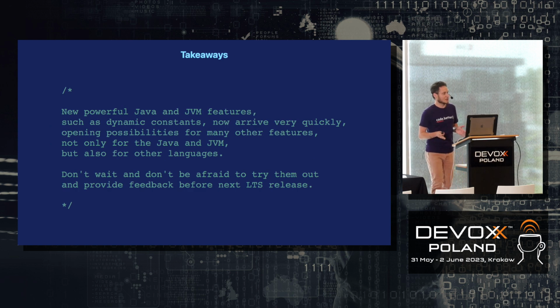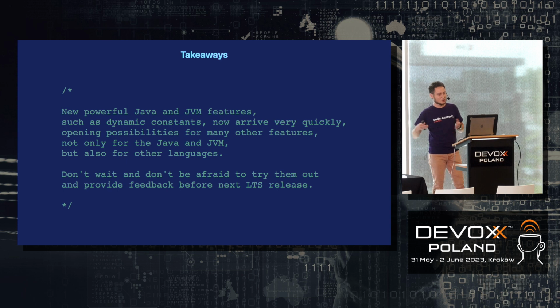So, what are the takeaways of this talk? Nowadays, new powerful Java and JVM features, such as constant dynamics, arrive very, very quickly. Nowadays, we have a very rapid JVM release cycle. Every 6 months, we get a new JVM with new features. Preview, non-preview, finalized, etc. This opens possibility for many other features. As we've seen, this just opened some doors in JaCoCo, the same way in other libraries. And not only for Java and JVM, it actually helps other languages implemented on top of JVM, like Kotlin, Groovy, Scala, JavaScript, etc.